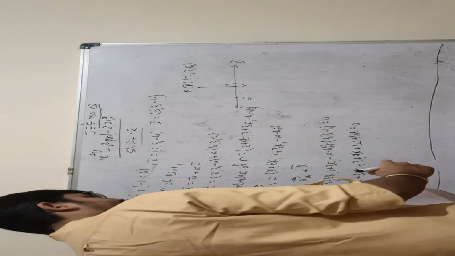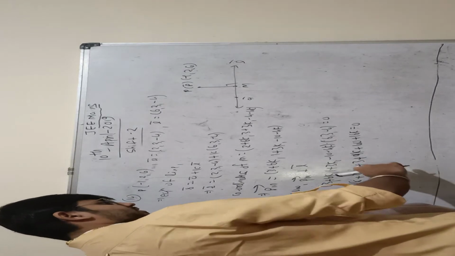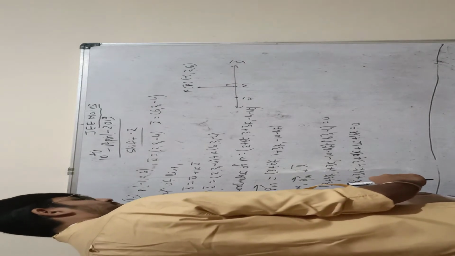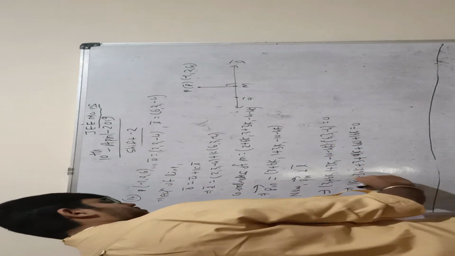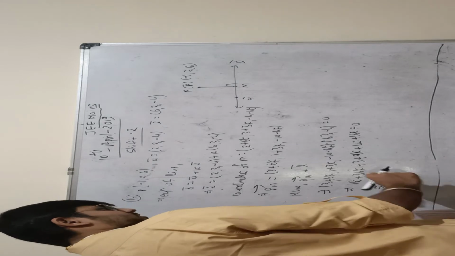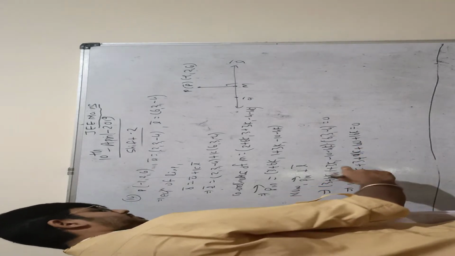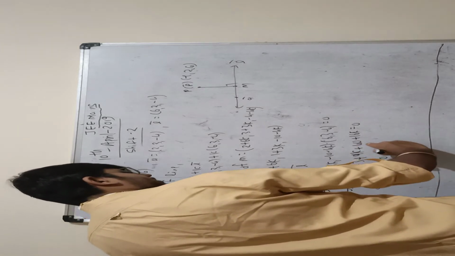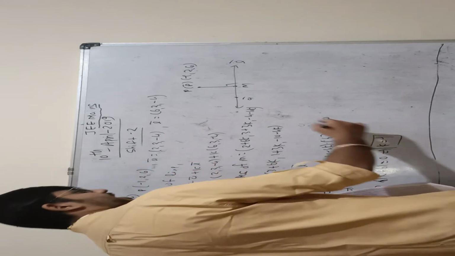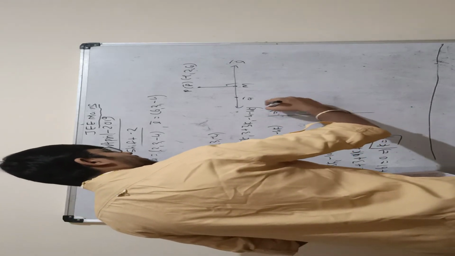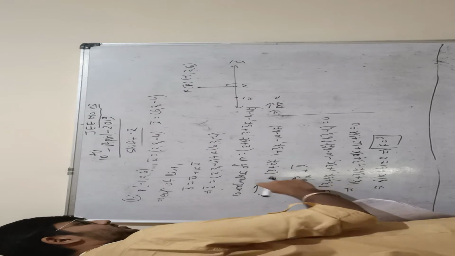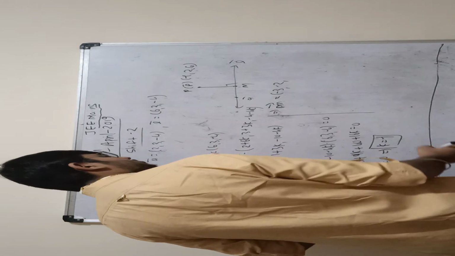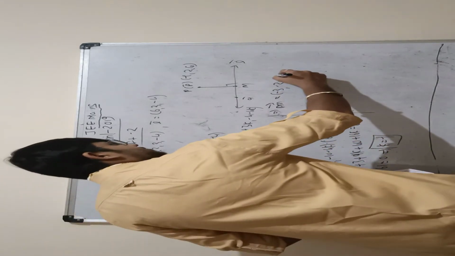From that, 36 plus 9 is 45, 45 plus 16 is 61, so it's 61K. Then 40 plus 18 plus 3 is 61, so we get 61K plus 61 equals 0. We get K equals -1. For K equals -1, vector PM will be 3 minus 6, that is -3, 1 minus 3 is -2, and -10 plus 4 is -6.